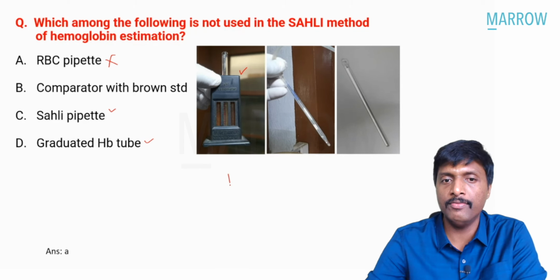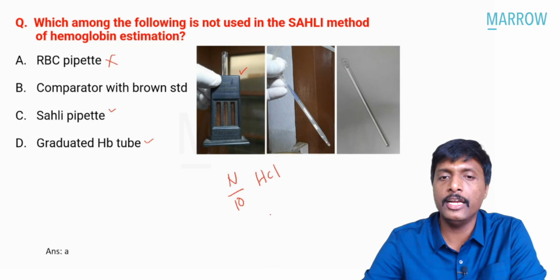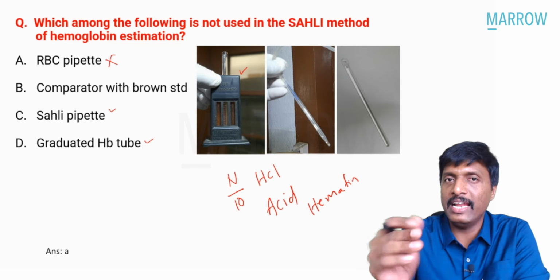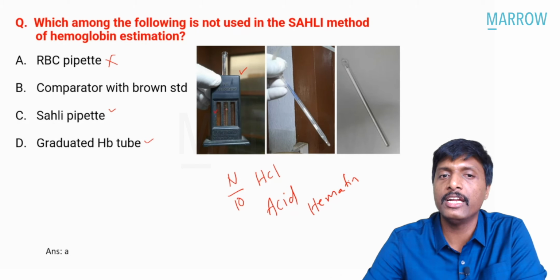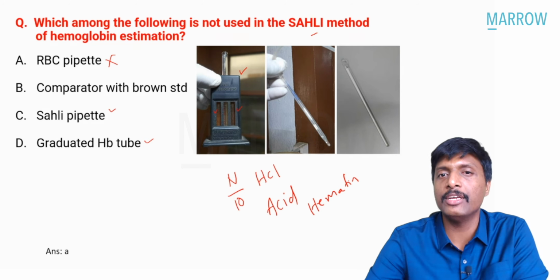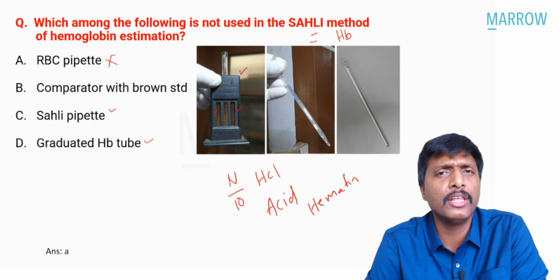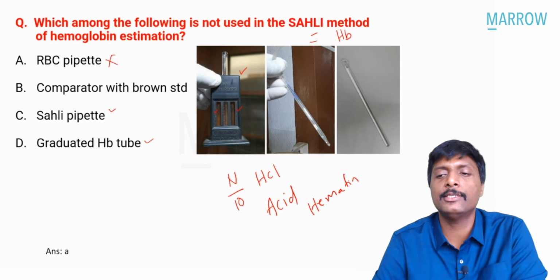In this method, remember guys, N by 10 HCl, the acid, is used when it reacts with the hemoglobin in the blood. It leads to formation of something called acid hematin, which is dark brown in color. To this acid hematin, we will add either distilled water or buffered water and observe whether the color matches with the comparator. So, this is the Sahli method for estimation of hemoglobin. Still, this method is done in some peripheral health centers, PHCs, a very easy method to find out hemoglobin levels. So, RBC pipette is not used.